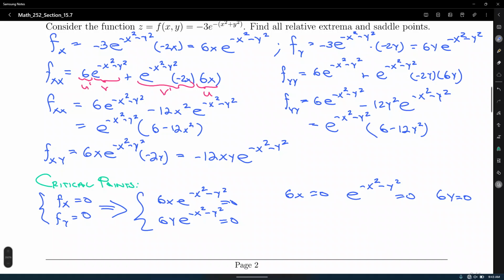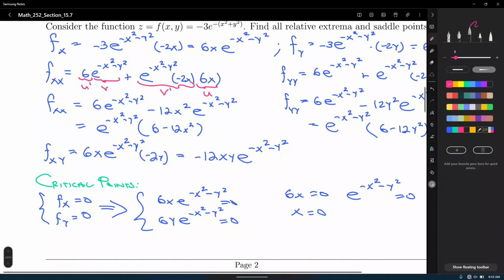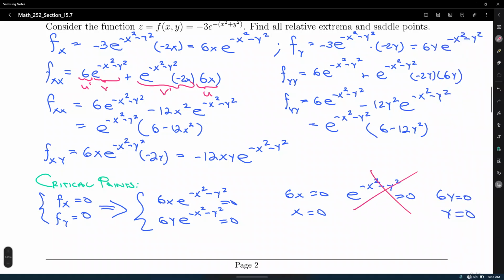So despite the nonlinear system looking ugly, it's really simple to solve. That's because simply x equals 0 and y equals 0. But what about the exponential? The exponential never goes to 0, right? So just cross it out.